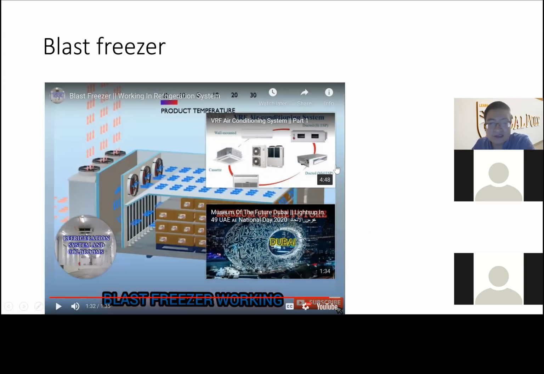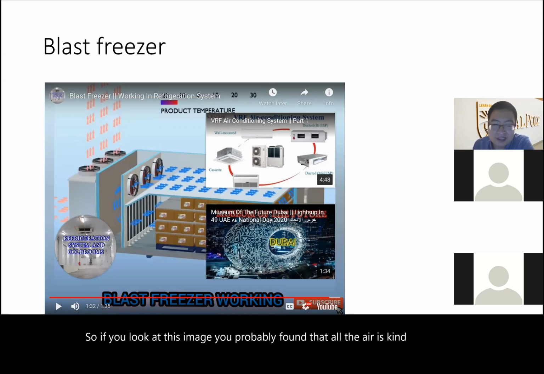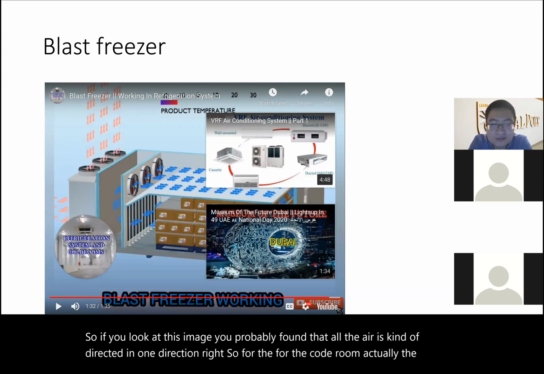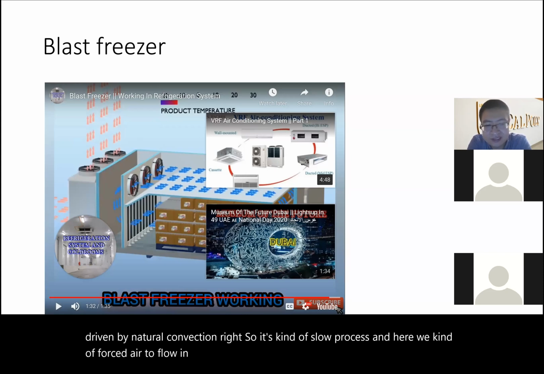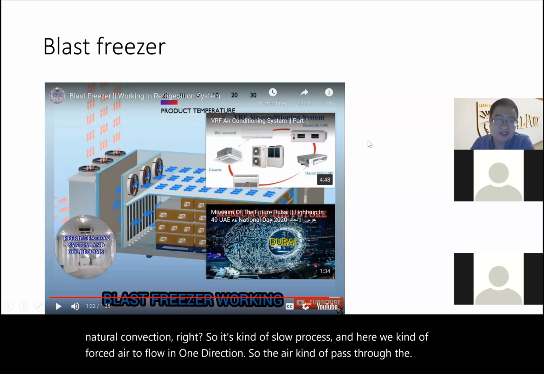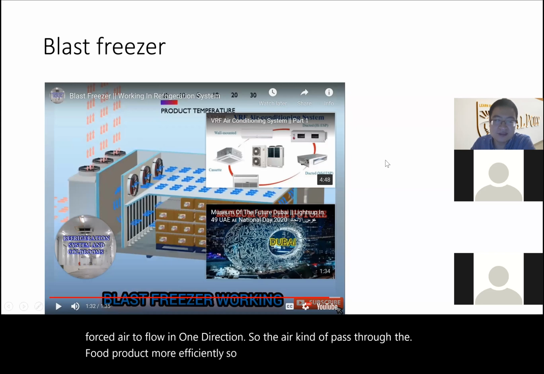So if you look at this image, you probably find that all the air is directed in one direction, right? For the cold room, the air is driven by natural convection, so it's a slow process. And here we force the air to flow in one direction, so the air passes through the food product more efficiently. So that's the blast freezer, right?